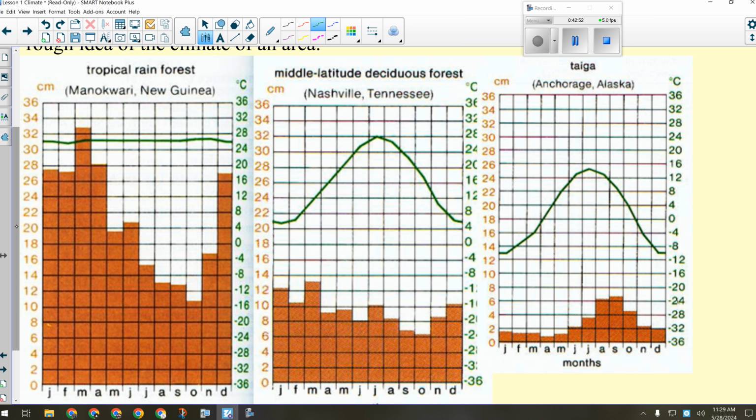Now, the further you get from the equator, the lower the bell curve will go. Okay? This is Nashville, Tennessee, mid-latitude United States. This is Anchorage, Alaska. That bell curve is shifted considerably lower. Right? These are the things we can infer from the climate graph. Eventually, what I want you to be able to do is, if I give you a climate graph, you tell me what biome it fits with and why.